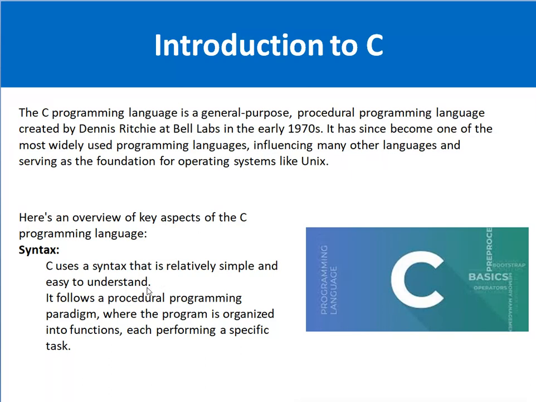Now, what do we mean by procedural? Procedural means that the C language is based on procedures and functions. So that means whenever we are coding, we basically define functions which perform some specific task in the program. When we define functions, it is easy to understand the concept of writing the code, and it is also helpful in testing and debugging as well. So that is why it is called a procedural programming language.